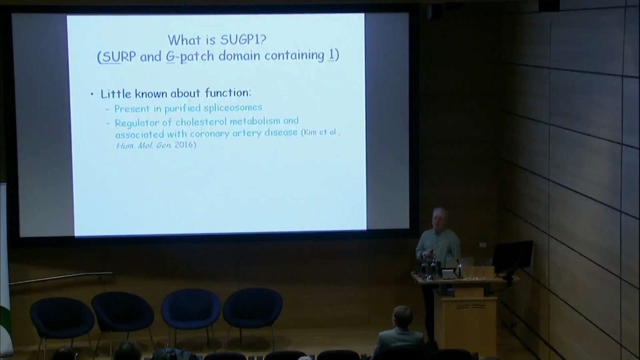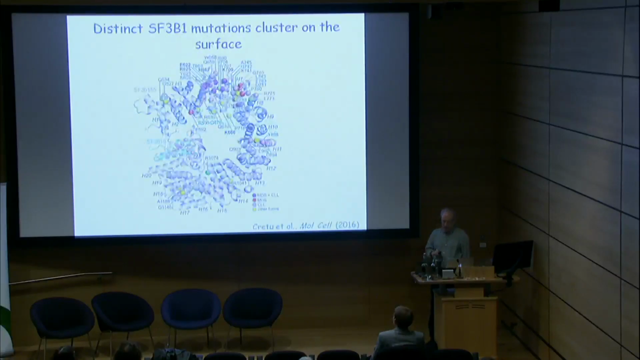It was found in spliceosome a decade or so ago when spliceosomes were purified and subjected to mass spec. The only published link to any disease is with cholesterol metabolism, when there's a deletion of one allele, and that is associated with increased risk of coronary artery disease. Whether this is linked in any ways to myelodysplastic syndromes or cancers, we don't know.